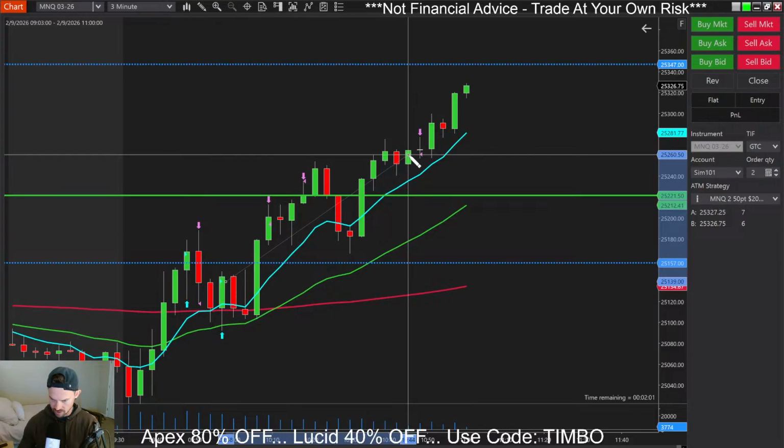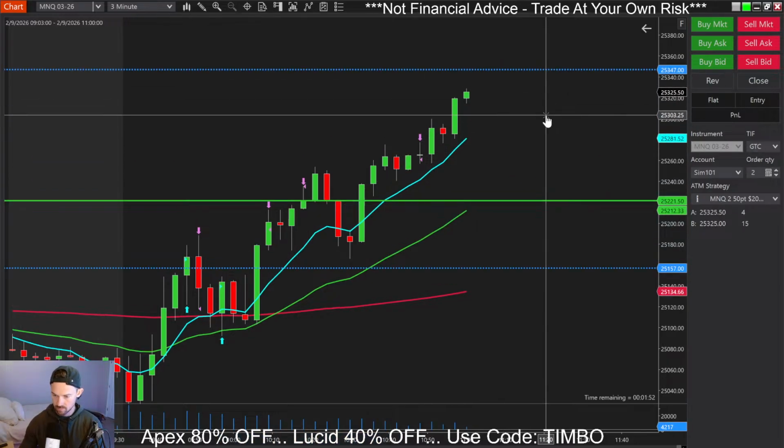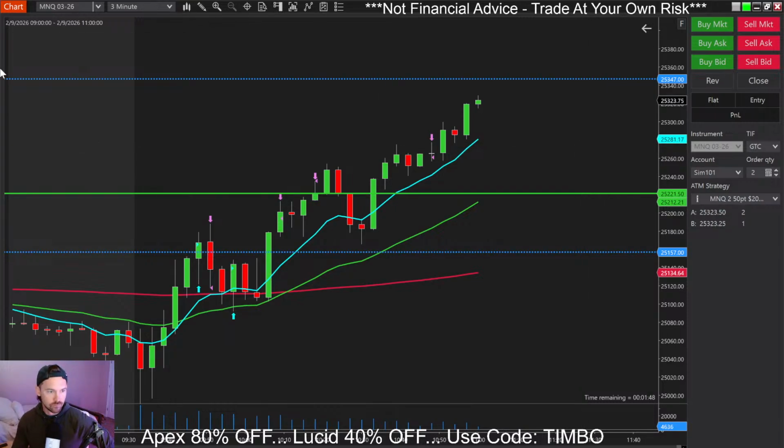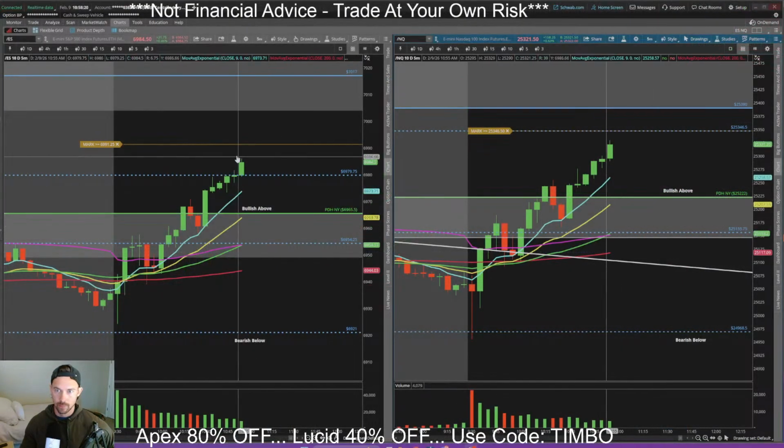Let's see how many points I got on that runner. 120 points, not bad either way. Still a really good trade. All right, ES is above that overnight high.